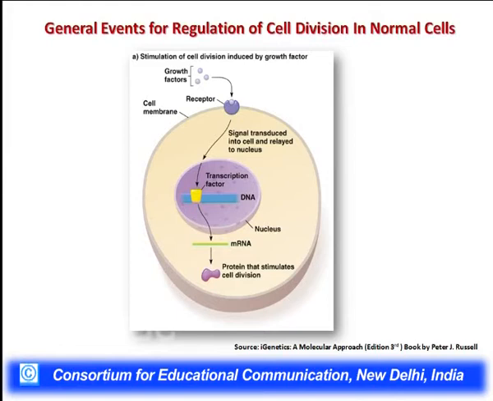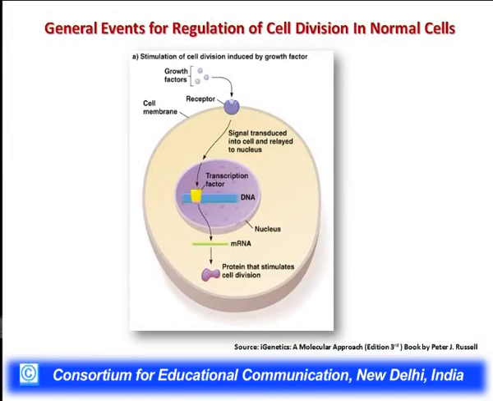Now, in a normal cell, if we see how cell growth is controlled, cell division is induced by certain growth factors. So in a cell which has to grow, certain growth factors are produced in its close proximity. These growth factors, which are basically proteins, come and bind to the receptor. As soon as one binds to the receptor, the receptor transfers this signal into the cell in a fashion called signal transduction.